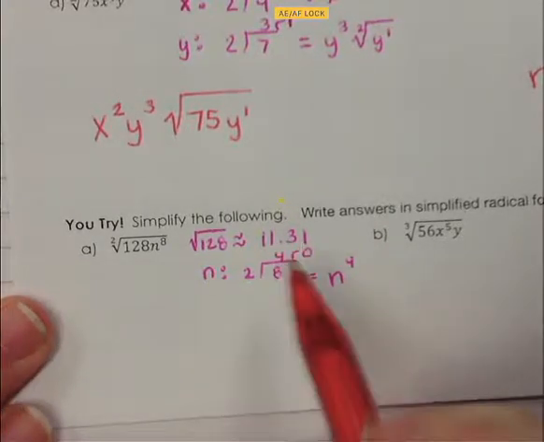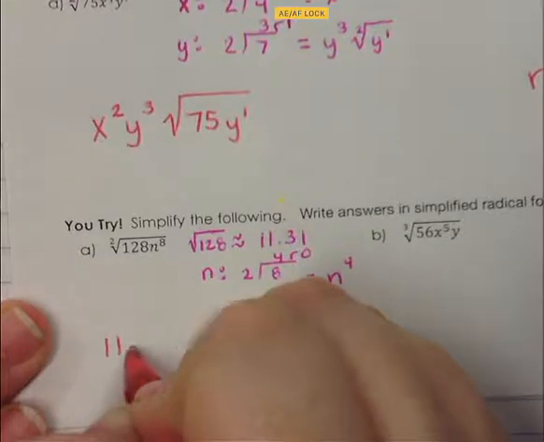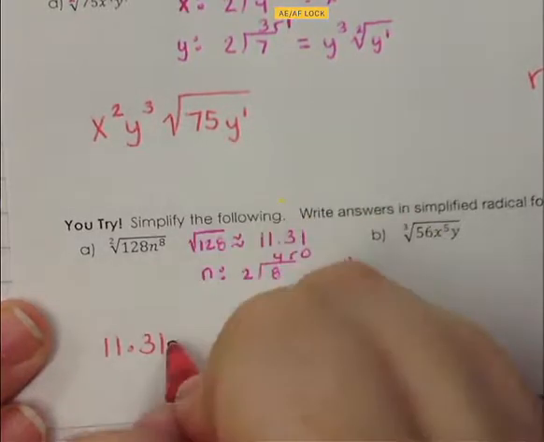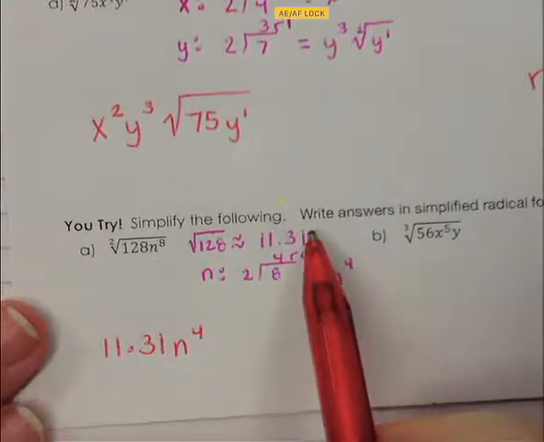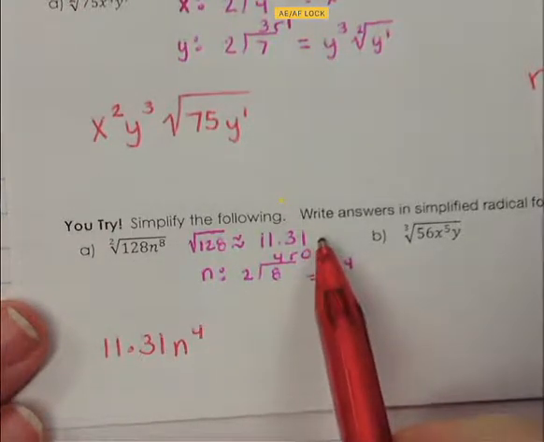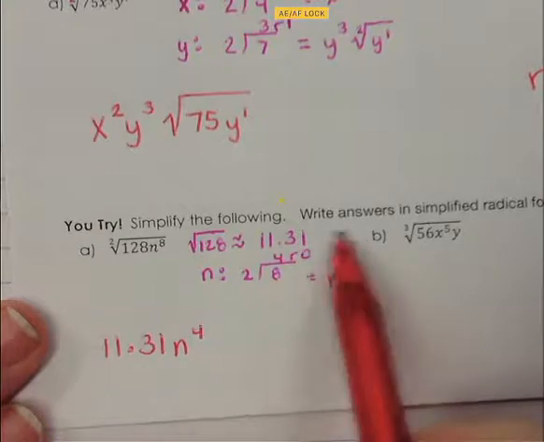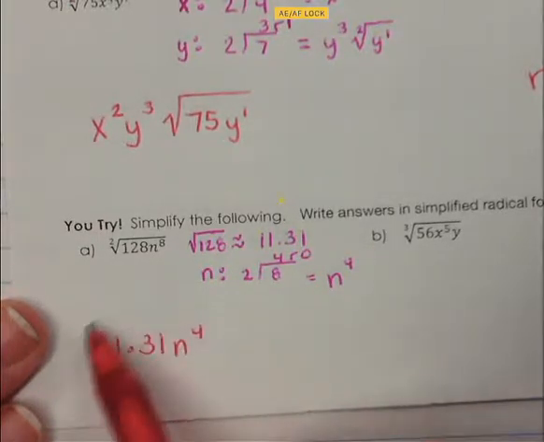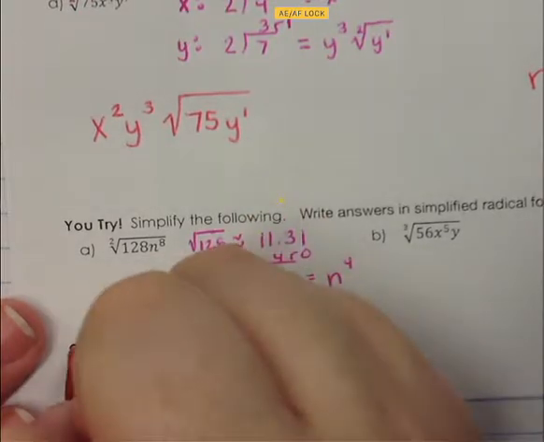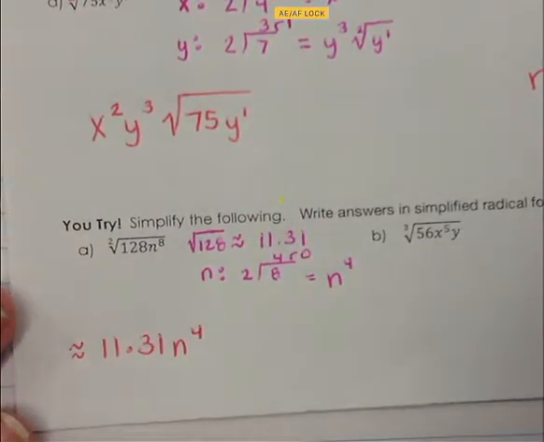So we have 11 and 31 hundredths, and then we have n to the fourth for our coefficient. And if you notice on both of these parts, we no longer have a radical left over at the end. That means that we have no radicand. So this is actually our final answer. So we have approximately 11 and 31/100ths n to the fourth.